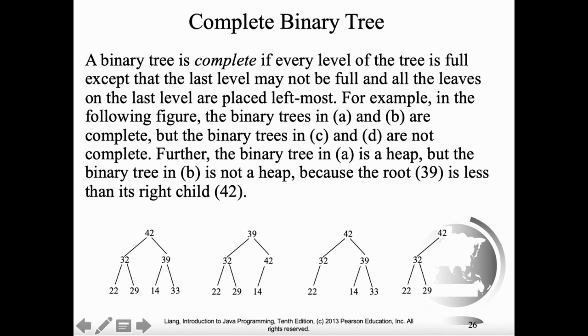So this is not even a complete tree. So we don't even have to go to checking the second property, but we know already the first one failed. And the next one, it definitely is not a complete tree.